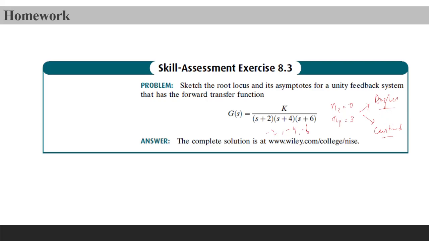So that's quite it for lecture number 2 of chapter number 7a, sketching the root locus, and we'll see you in the next lecture.